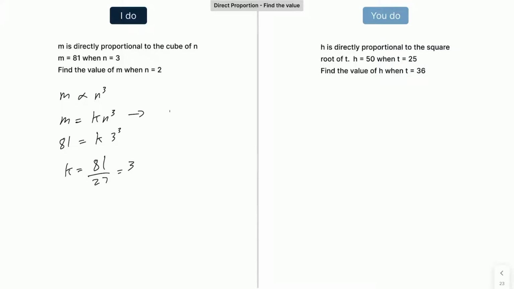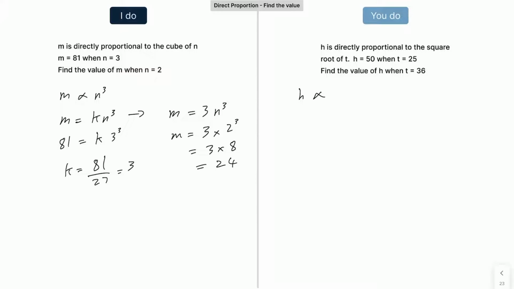Now we have the value of k. We can say that m is equal to... oh no, you know what k is? 3n cubed. Now the question is saying find the value of m. So m is equal to, when n is 2, so that'll be 3 times 2 cubed, which is 3 times 8, which is 24.